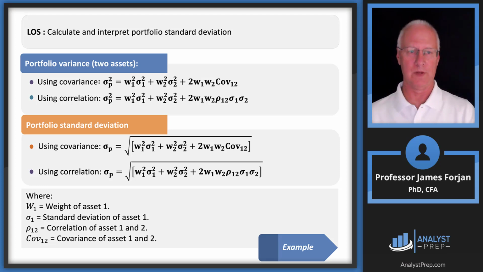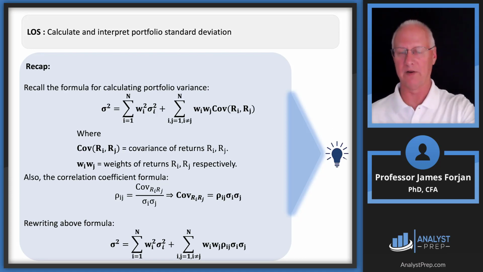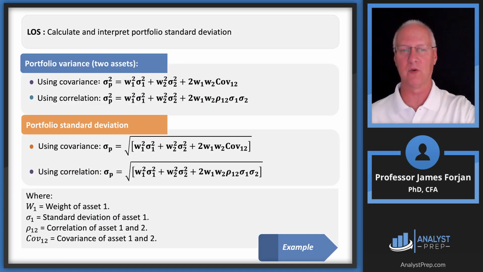Now, of course, what we need to do is take the square root to get the standard deviation. So right here, this is variance, right? So take the square root. In the blue box, there's portfolio variance. That's just a repeat of what we had on the previous slide. And then standard deviation: take the square root.